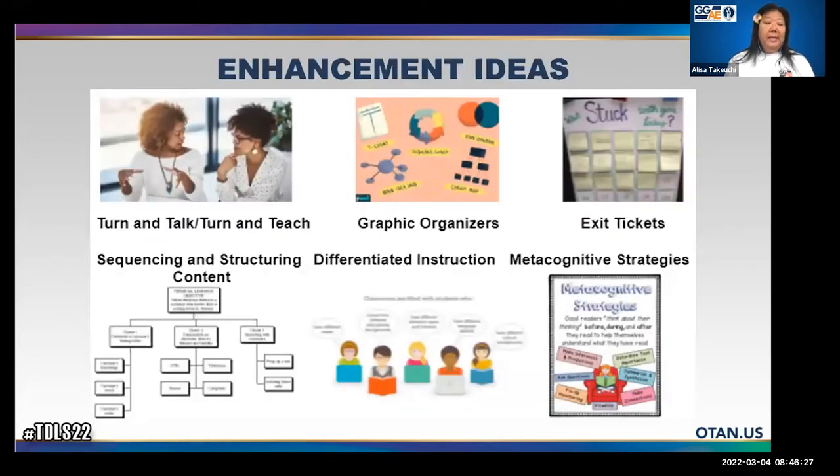Here are some of the examples from the cheat sheet, as Susan talked about. Turn and talk or turn and teach is an excellent way for students to demonstrate their knowledge to another. For example, students can share new vocabulary words they learned after doing a Burlington English unit and help identify the meanings with each other.